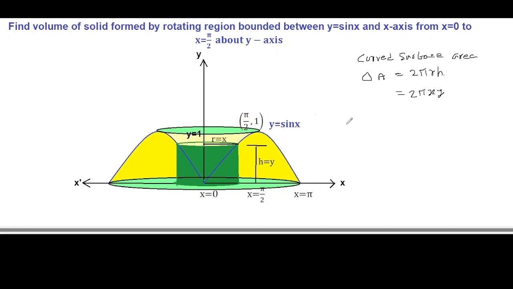It is better to convert the area into a single variable term. As this (x, y) denotes a point lying on the curve y = sin x, we can simply replace y by sin x. So 2 pi x into sin x. This is the curved surface area of the cylinder.